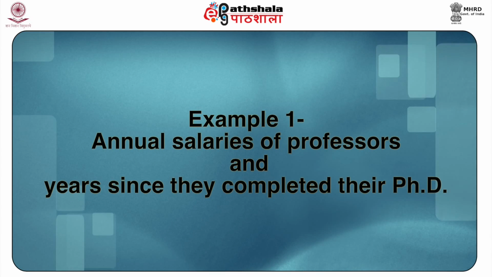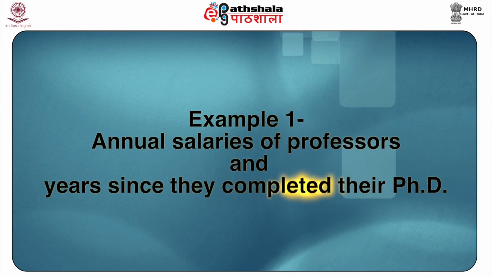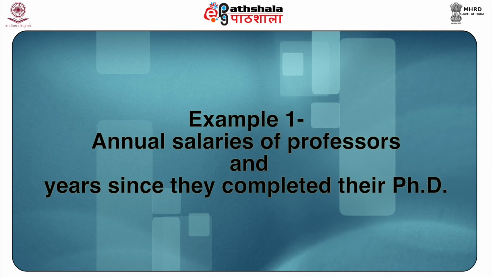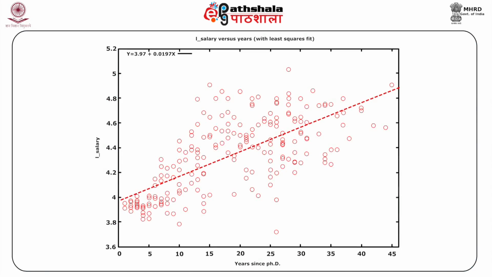Example number 1, which is on annual salaries of professors and years since they completed their PhD. Now, figure 1 shows the scatter plot of annual salaries against years since PhD of 222 professors from 7 US universities, which are US Berkeley, UCLA, UC San Diego, Illinois, Michigan, Stanford, and Virginia for the year 1995. The source of the data is Ramu Ramanathan 2002.